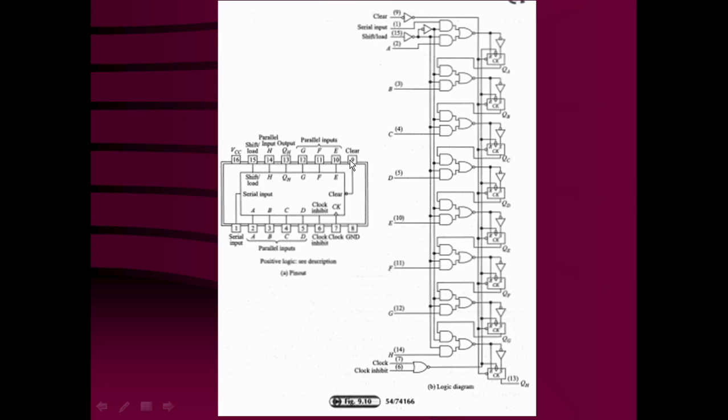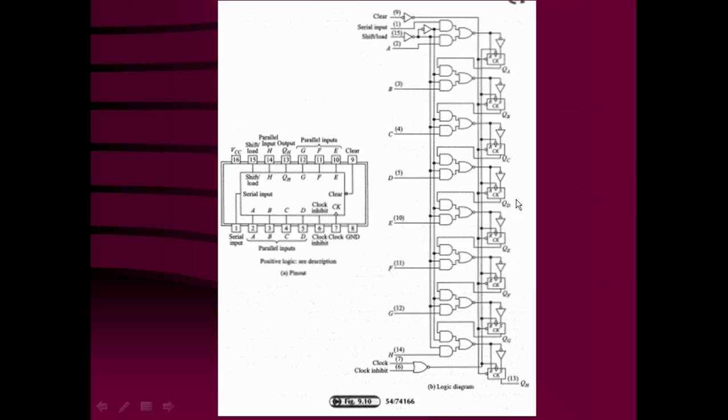Pin number 9 is the clear signal, and you can see the bubble here, which indicates that the clear signal is active low. So when the clear signal is activated, when it goes low, it has precedence over all other inputs. That means the serial data entry as well as the parallel data entry is not going to have any effect. Whether the clock makes a transition or not doesn't matter, and all the flip-flops are going to be reset to zeros. So QA towards QH, all the flip-flop outputs are going to be reset to zeros.